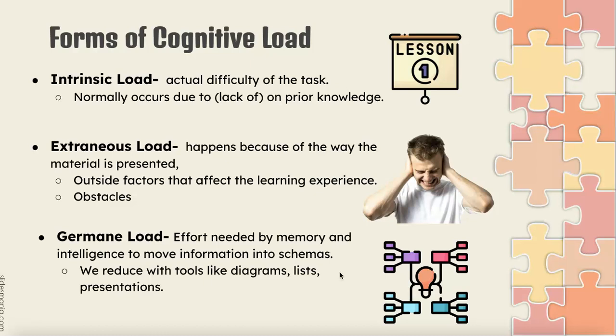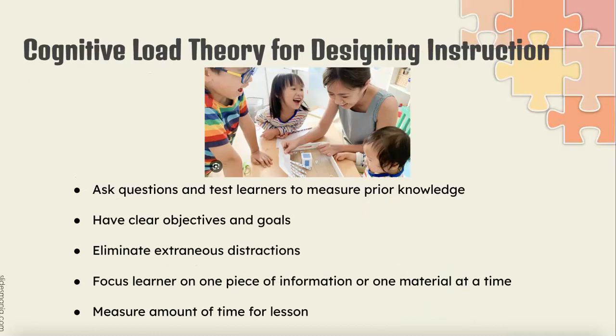And then cognitive overload occurs when intrinsic load, extraneous load, and germane load exceed the brain capacity of the learner. Even the most intelligent learners have a capacity to process new information. That's what the cognitive load theory teaches us.